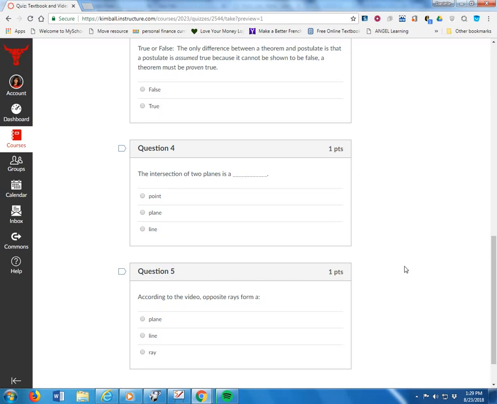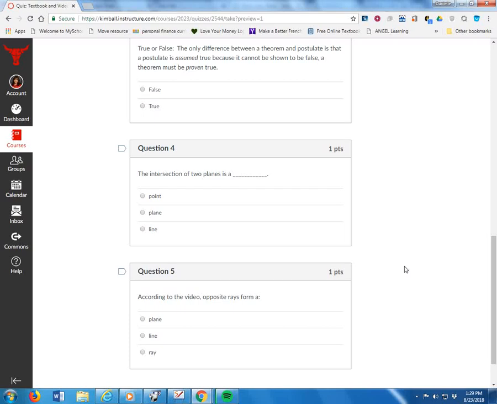Okay. The intersection of two planes is what shape? A line. So let's pretend this piece of paper is folded. Half of it is a plane that's running this direction, and the other half's a plane that's running up and down. You can see where the fold is. The shape of that is a line.